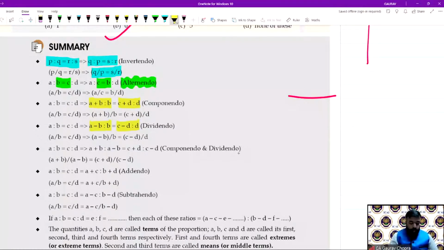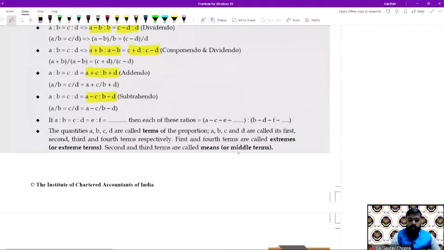And applying both of them gives (A plus B) ratio (A minus B) equals (C plus D) ratio (C minus D). This is componendo and dividendo. Addendo means adding numerators and adding denominators. Subtrahendo means we have to subtract the values of numerator and subtract denominators. So all these we have done.